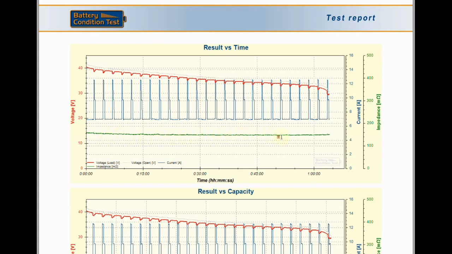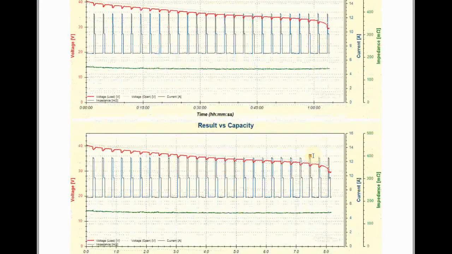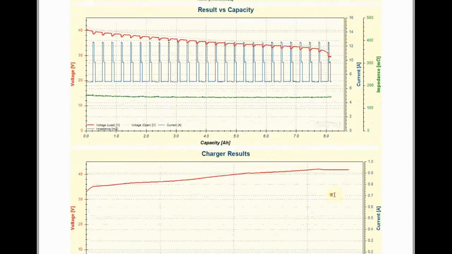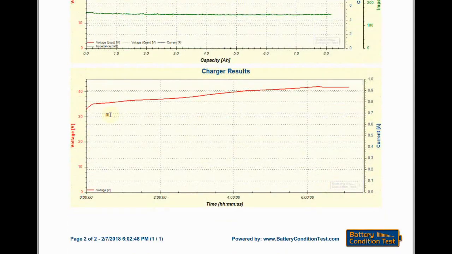The second graph is similar, but shows the values versus capacity. So from this graph, we can read the capacity in ampere hour directly at the switch off moment of the battery. The third graph shows the charging process. The same as for the test process, the voltage line should be smooth. If not, mechanical stability may be a problem and the battery can be unreliable and may even be dangerous.